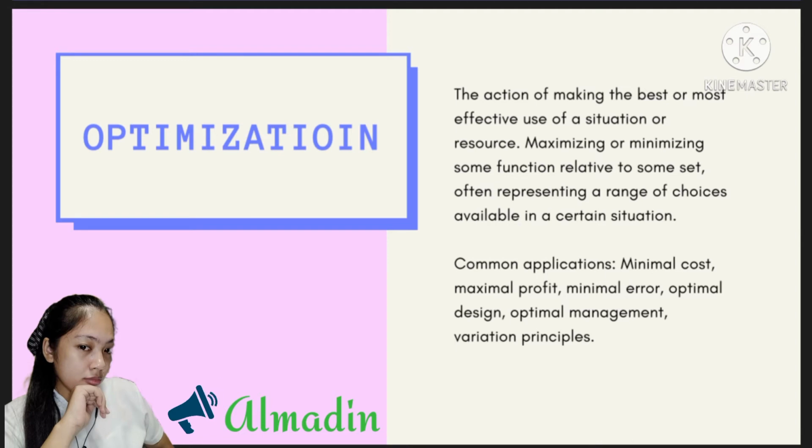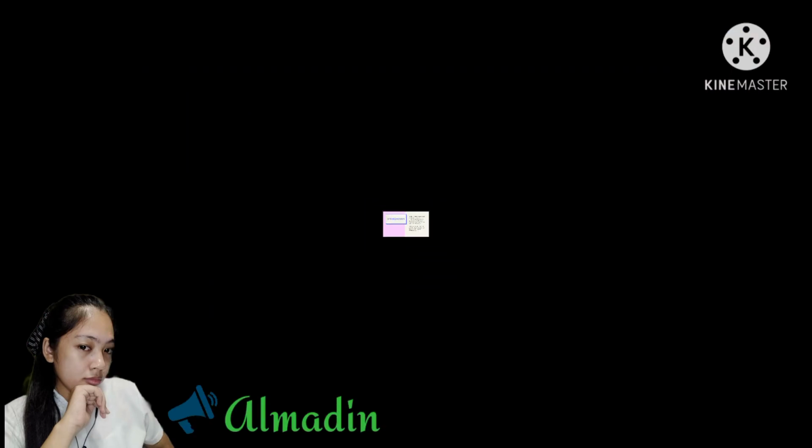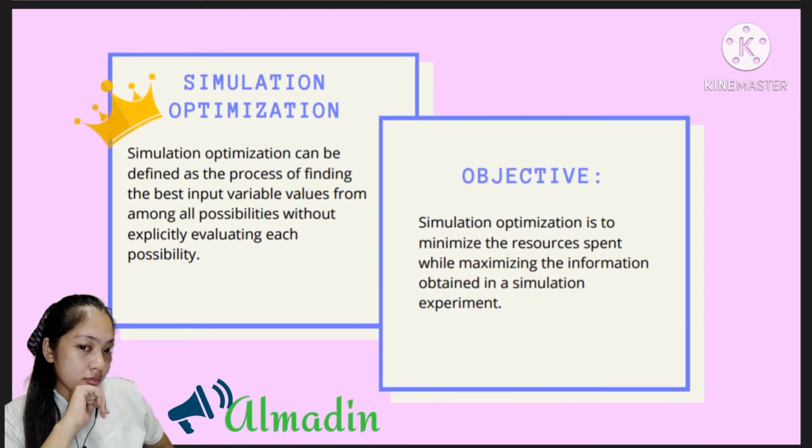So we know what simulation and optimization is. Now let's combine the two. Simulation optimization. What is that? Simulation optimization can be defined as the process of finding the best input variable values from among all possibilities without explicitly evaluating each possibility. It is used to improve a system using a simulation with optimization.